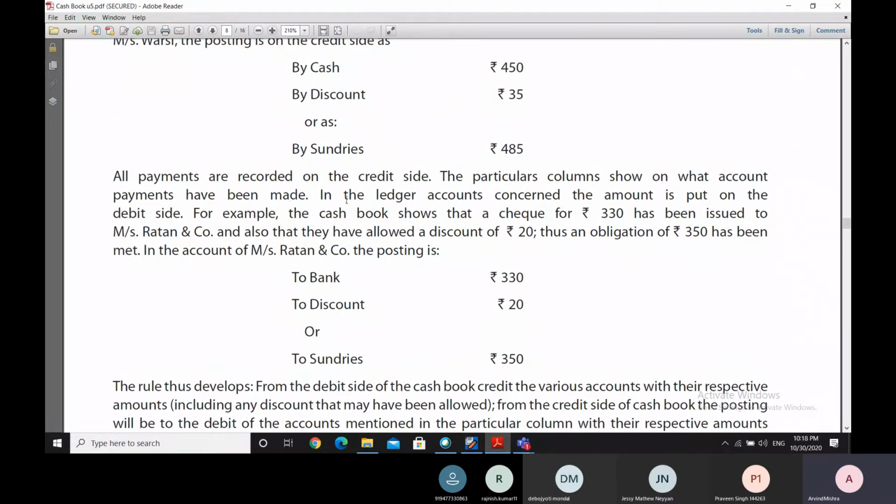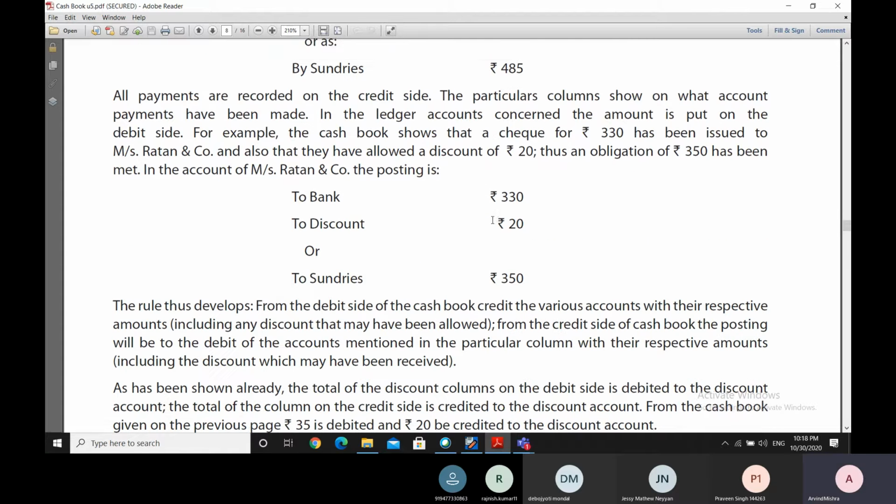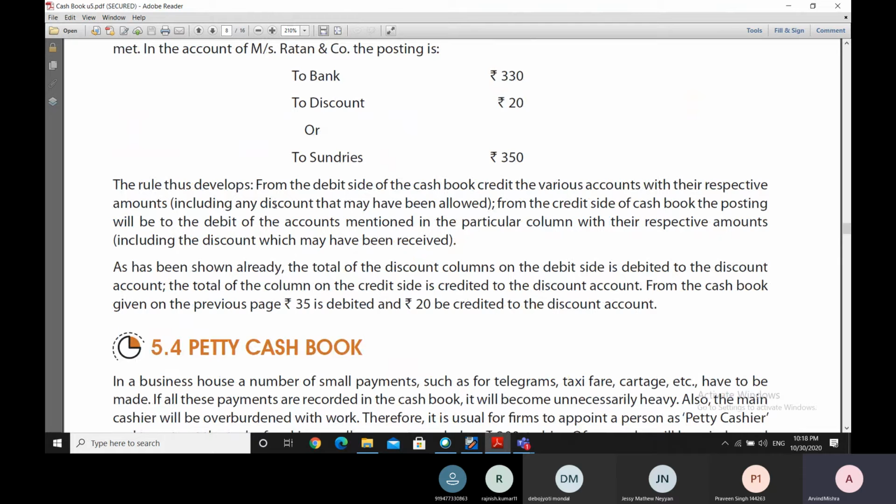And when we start from the credit of the cash account, we land up debiting the party written in the particulars column. So that is a summary of this rule, in case we would like to have a summary. But otherwise, general logic also helps us to understand this and do it. The total of the discount columns on the debit side is debited to the discount account, and the total of the discount columns on the credit side is credited to the discount account.